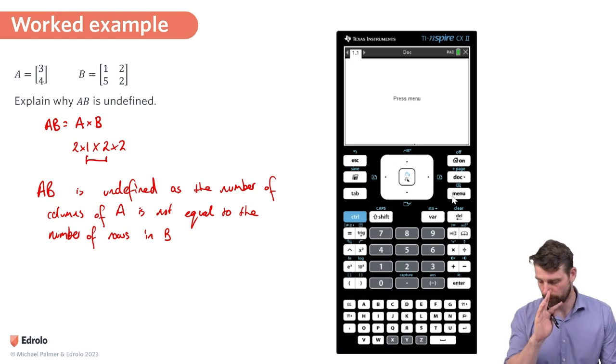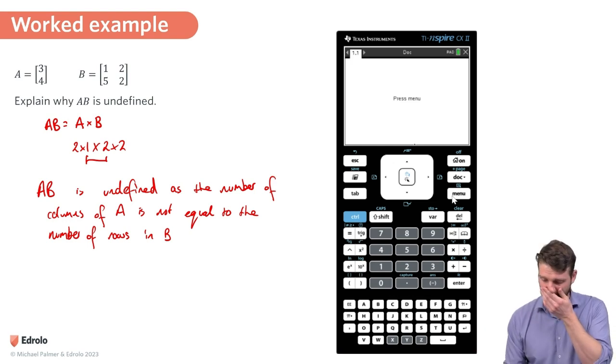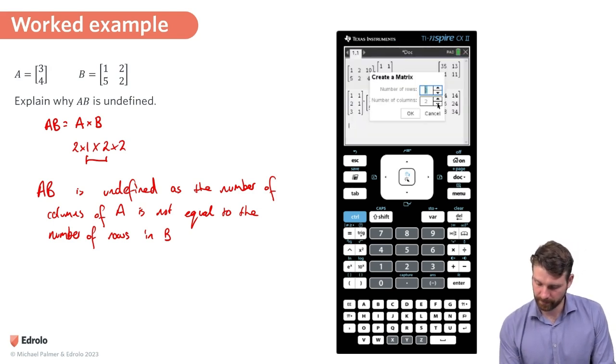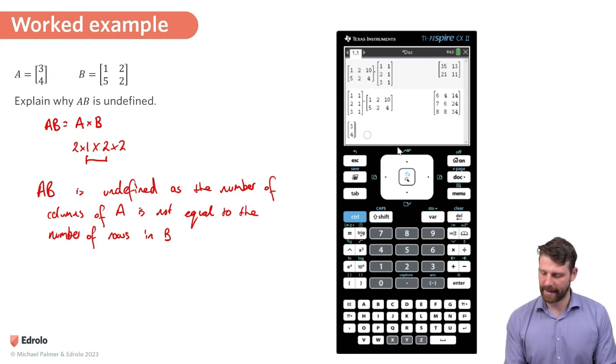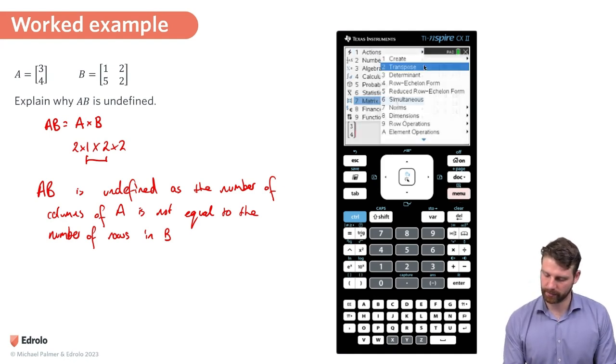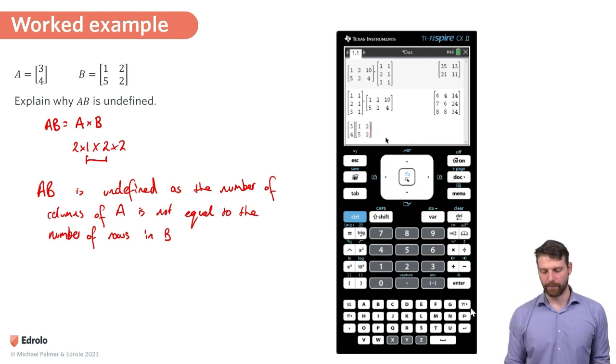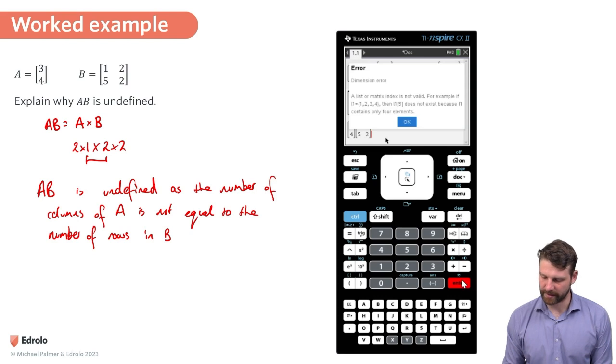Okay, I've got the calculator here because I want to show you what the calculator says when it can't do the multiplication. Okay, we're going to quickly make both of those matrices and see just the error message that we get here. Okay, so there's A, and let's make the other one. Okay, so there's AB, and if I press enter, I get this error.